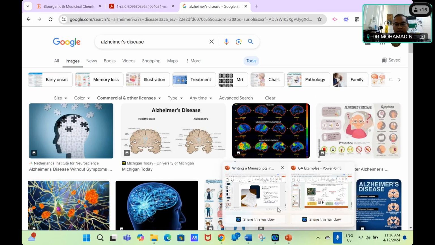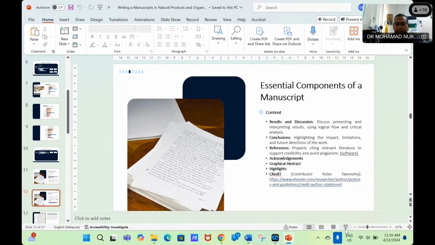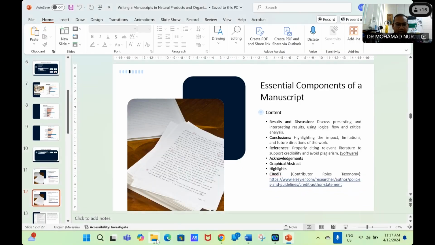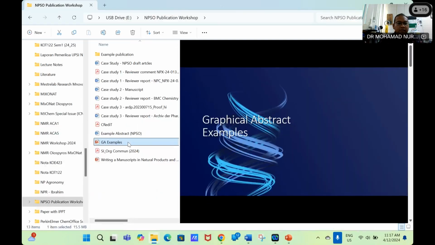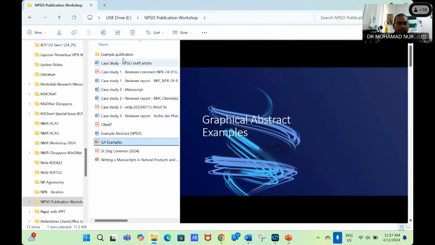Okay, so we already covered graphical abstracts, and also highlights. Okay, highlights. Let me check. Do I have an example for highlights? No, we don't have highlights here.